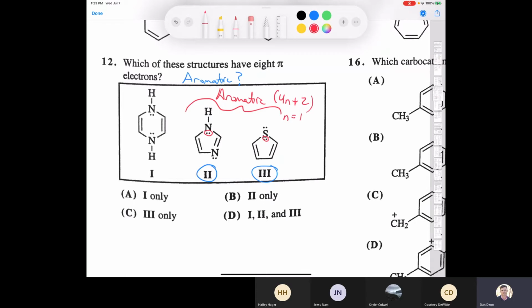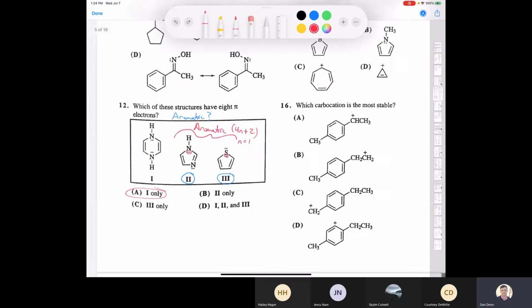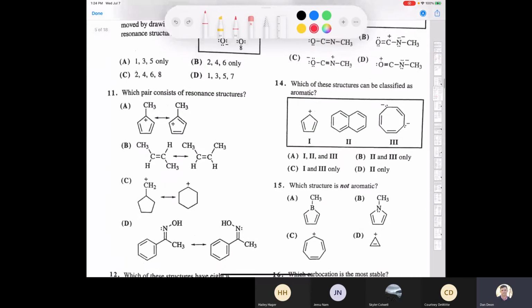But one of these has to have 8 pi electrons, and the answer is only this one, right? Number 1 has 8 pi electrons. We have 2 here in this double bond, 2 here, and 2 here. So those are all considered pi electrons, but that molecule is not going to be an aromatic compound because it doesn't have a Huckel number of electrons, but it does have a total of 8 pi electrons. Let's move on to question number 14.